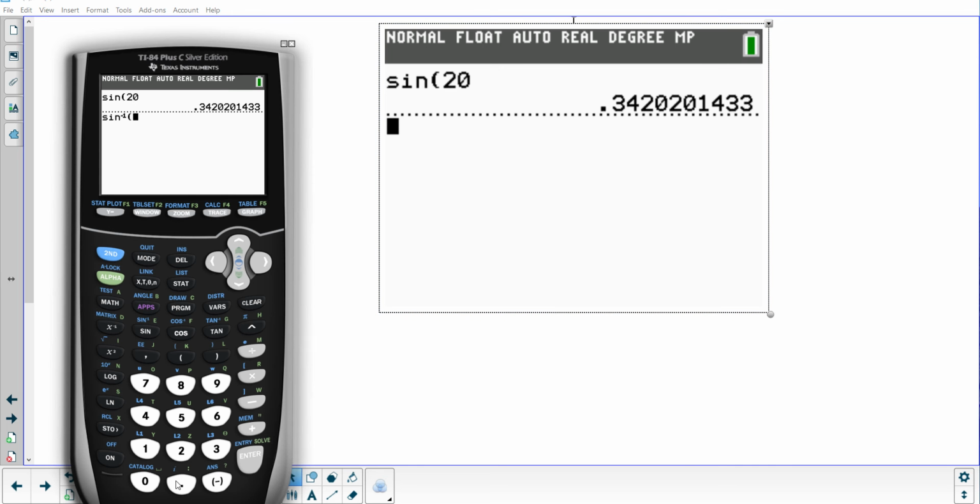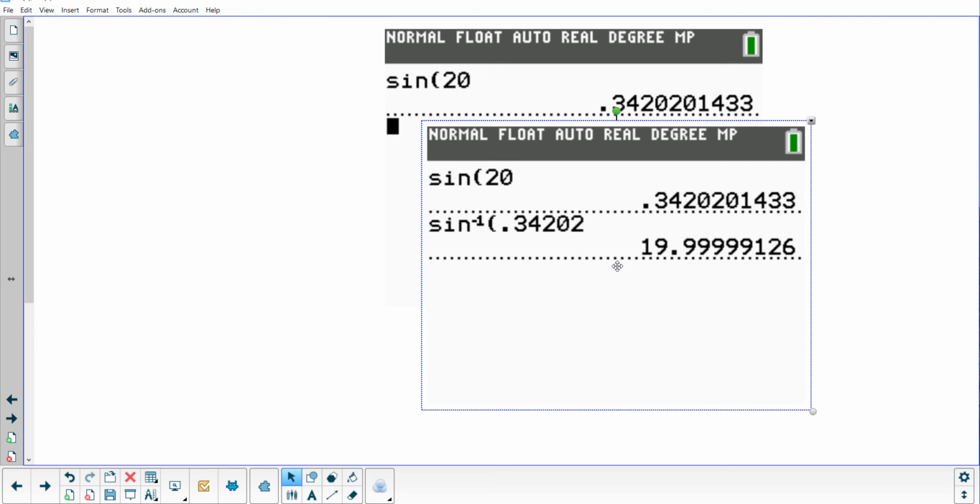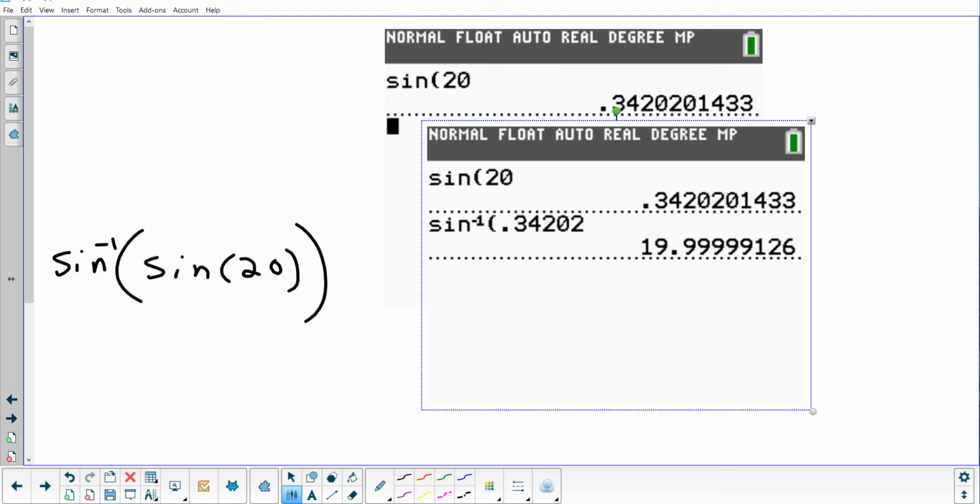So inverse sine of 0.34202. It's not exact, but when I hit enter, what do you think I'm going to get pretty close to? 20. Right, in this case, we get 19.99999. It's because I rounded it. So we took the sine of 20, took that number, and then took the inverse sine of it. And when we did that, we got back the same number we started with.